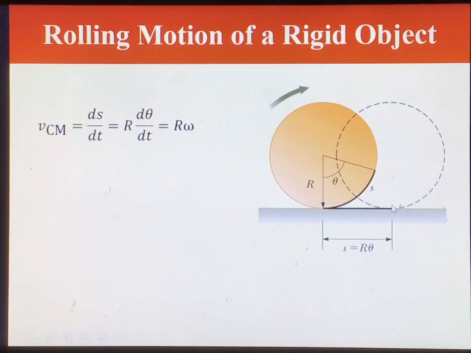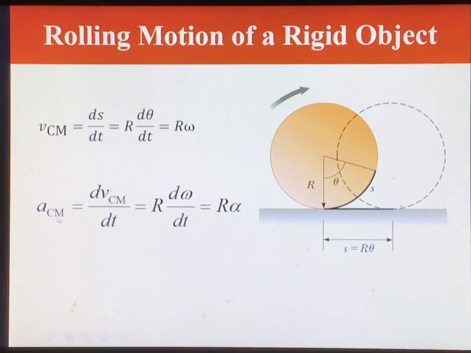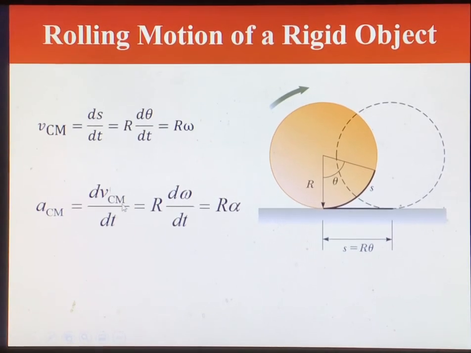So the distance that it travels is the arc length, which is given by r times theta. The center of mass velocity is the derivative of s with respect to time. So this is equal to r times d theta by dt, which is r times omega. Then I can also calculate the center of mass acceleration, which is the derivative of the center of mass speed over time, r times d omega by dt, which is r times alpha, because alpha is just d omega by dt.